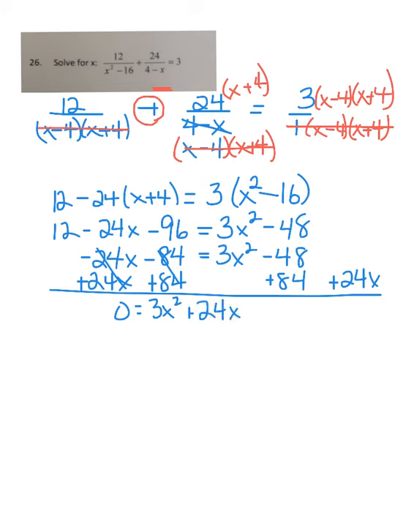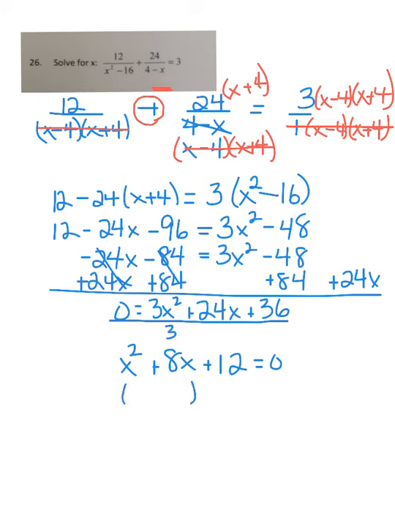All right, so then I have 0 equals 3x squared plus 24x. And then that's going to be plus 36. Well, I see that they all have a common factor of 3, so how about I divide out that 3? And that's going to make my life a lot easier. So that's x squared plus 8x plus 12 equals 0. Okay.